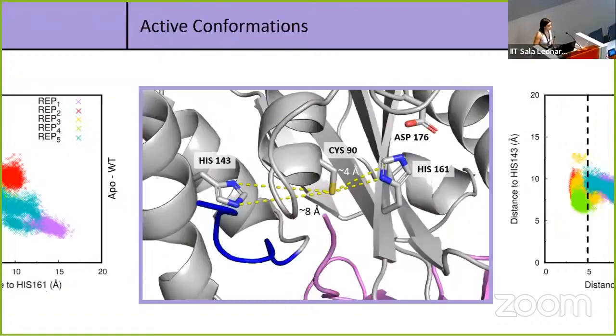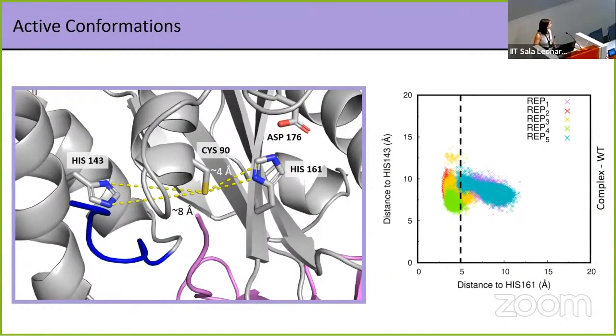When we do the same for the complex form, we can see that this is quite different. Here we have a way higher number of active structures. It's actually around 60%, and all of the replicates end up moving from one side to the other. Once again, we can say with some level of certainty that it's actually being bound to ubiquitin that induces this deactivation of our protein.